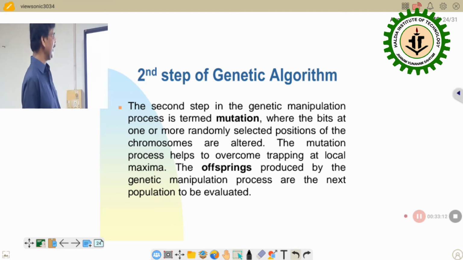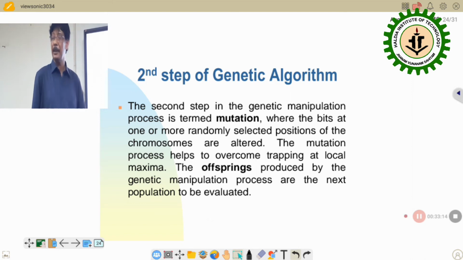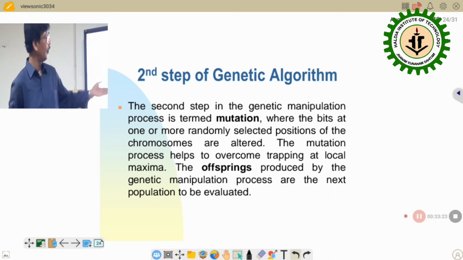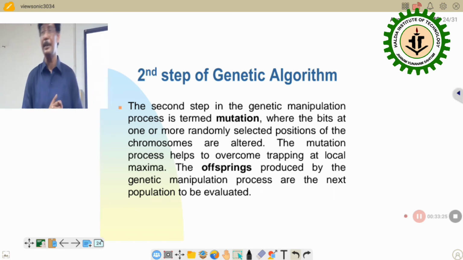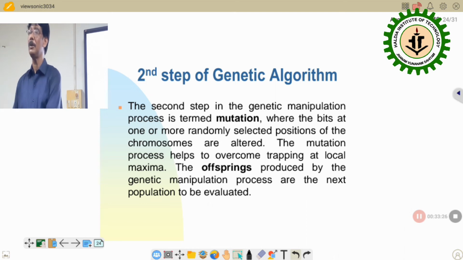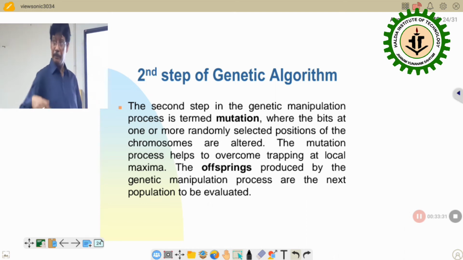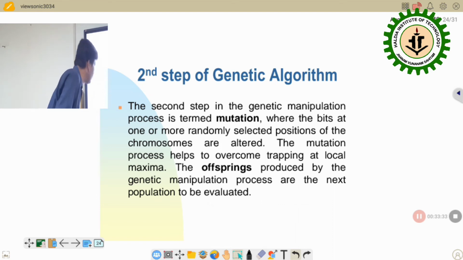The second step in the genetic manipulation process is termed mutation. There is another genetic operation which is called mutation. In the crossover operation, two parents are required to produce two offspring, but for the mutation operation only one parent is required and it will produce only one offspring. How it has to be done, you will see in the example.